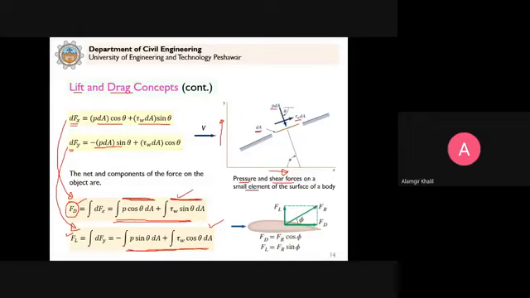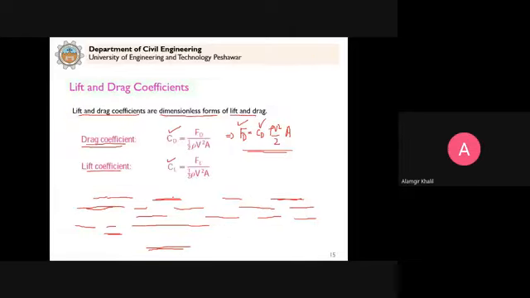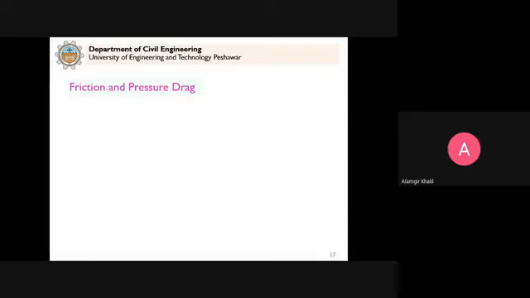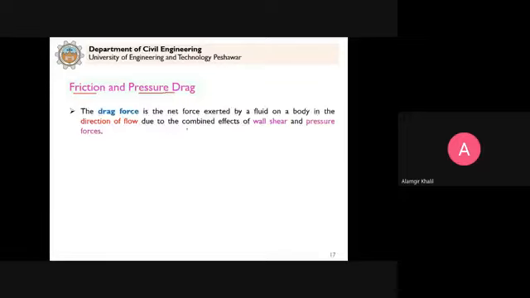Clear? So now because this is equal to the summation of two components, we talk about friction and pressure drag. There are two components which sum up to form the total drag force. So the drag force is the net force exerted by a fluid on a body in the direction of flow due to the combined effects of wall shear and pressure forces.